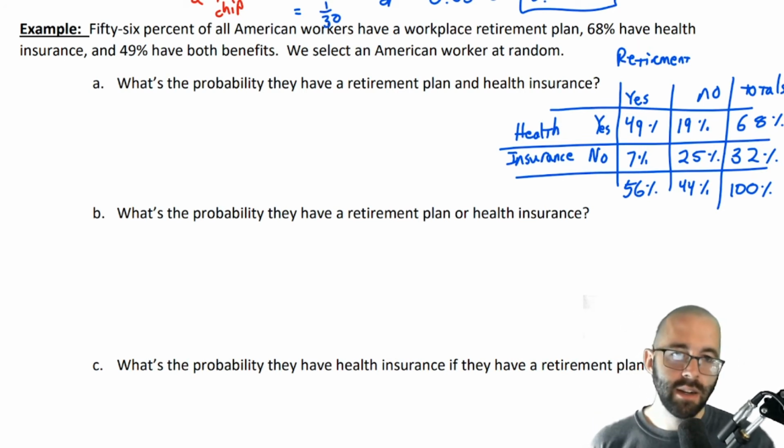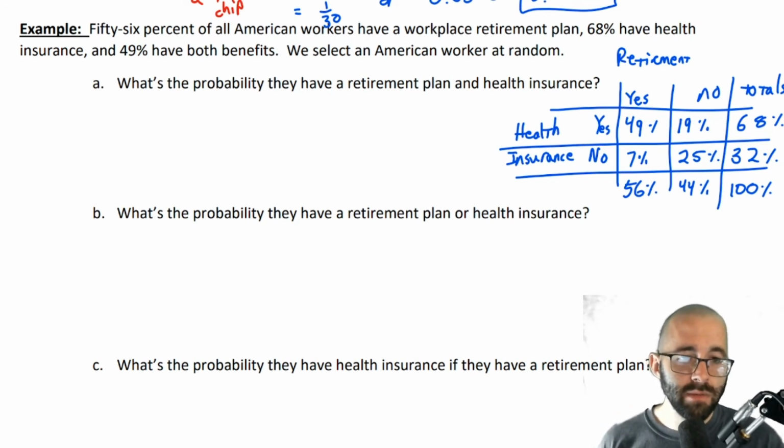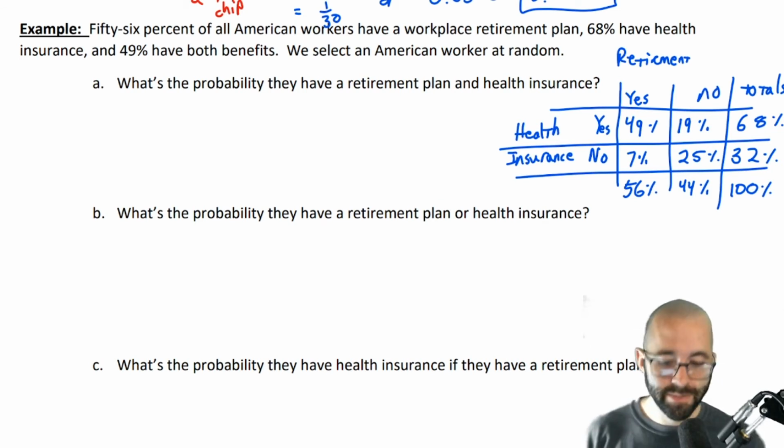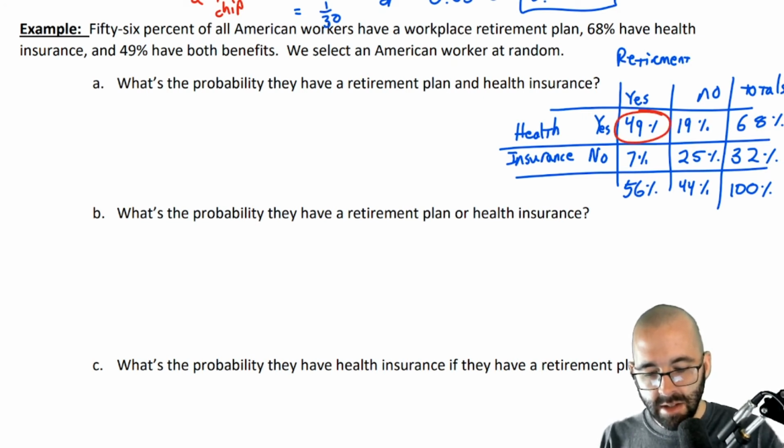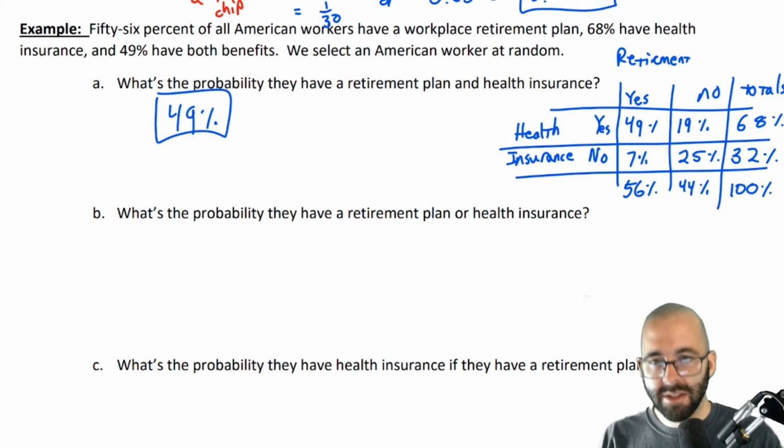Okay, you don't need a contingency table here, but it makes the problem a lot easier to look at. So if you want to make one, go ahead and make one. Otherwise, you don't have to. So if you look at this, what's the probability that there's a retirement plan and health insurance? That's a probability of both. That's the 49% that we were given, right? Right here, yes and yes. Again, this is information that's given. We don't necessarily need the table for that. A little overkill, but it can be an assistance.